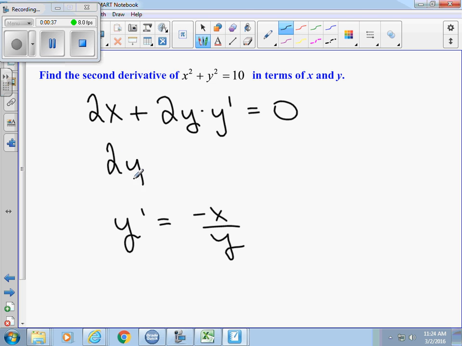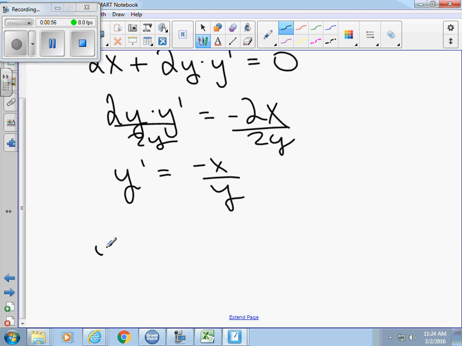So I get 2y times y prime equals negative 2x, getting all the dy's on one side and all the non-dy's on the other, and divide by 2y. The 2's cancel and I get negative x over y. So now I want to find the second derivative.